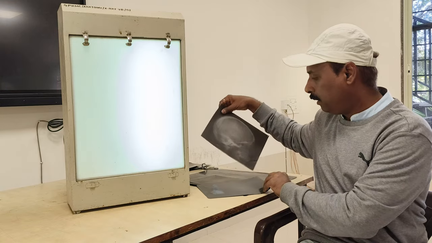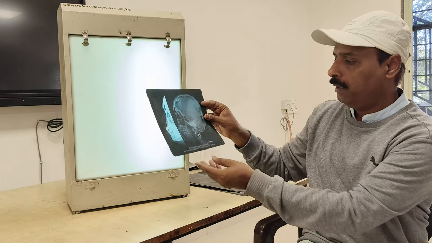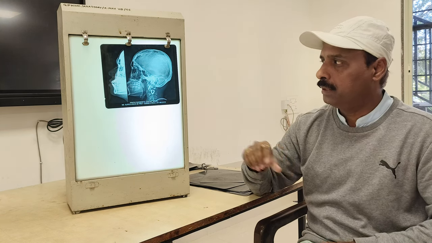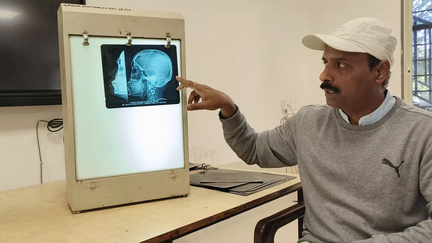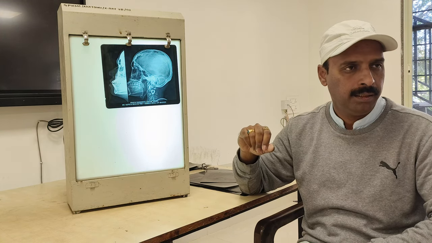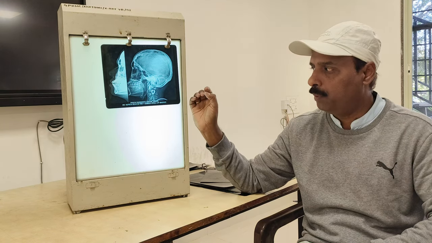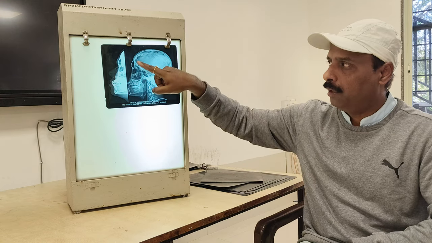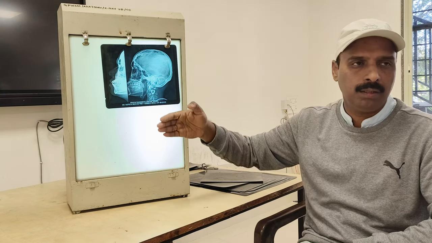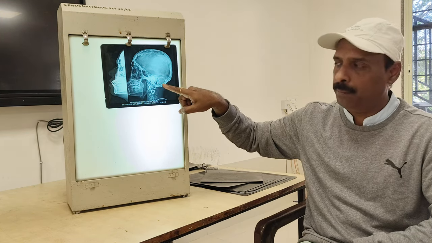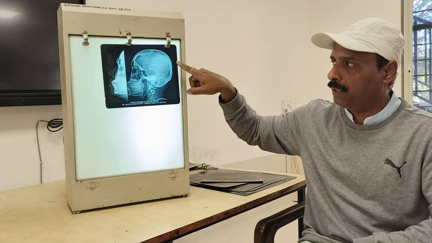Then when we take the x-ray of the skull, in this you have the cranium. We have taken the lateral view of the skull. Here, when we take the x-ray, this is also a plain x-ray of the skull, which is a lateral view, and it is taken as a lateral view because we have to see all the bones here, including the bony cranium, which is the outermost covering.